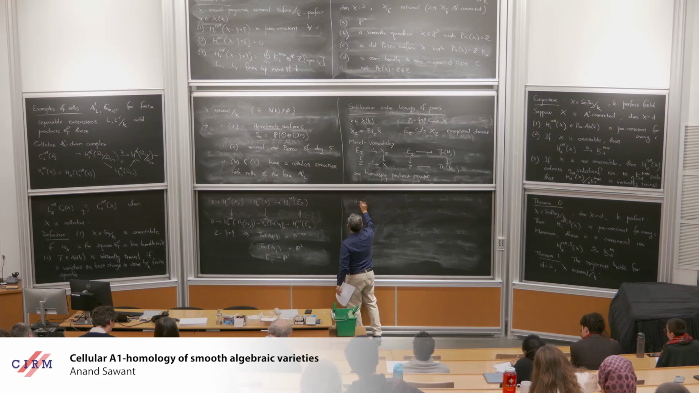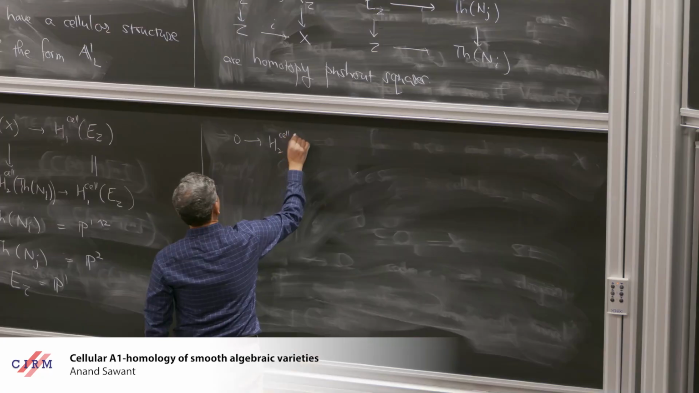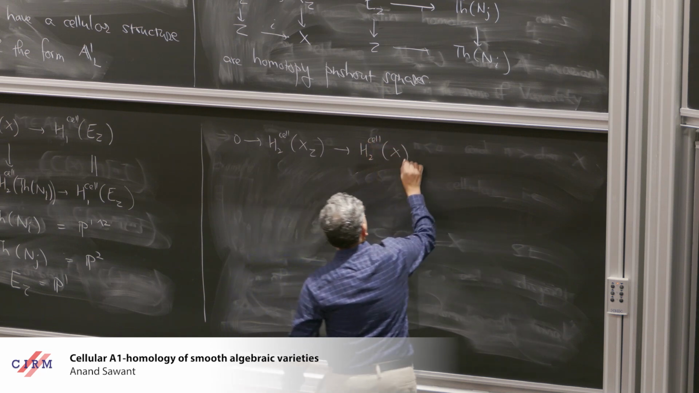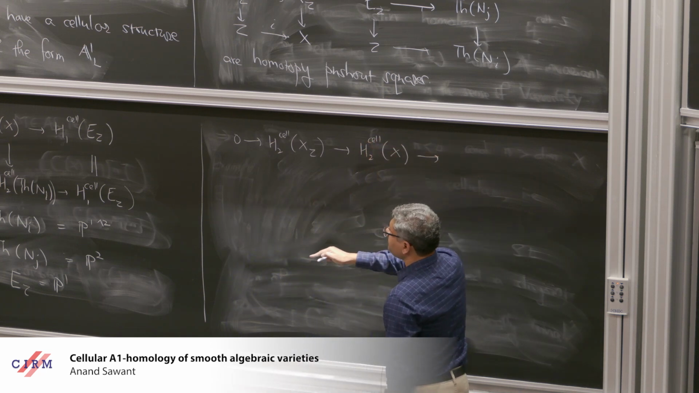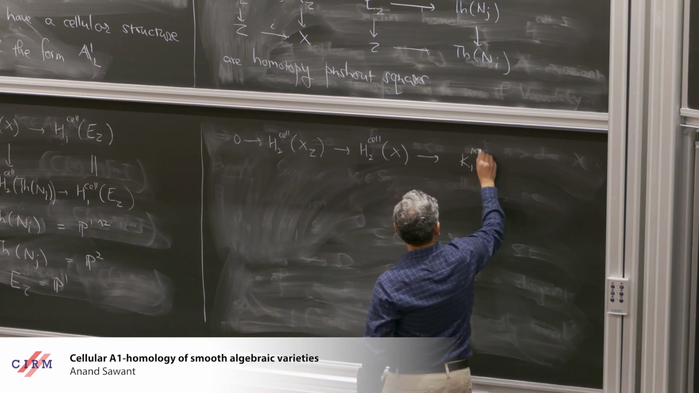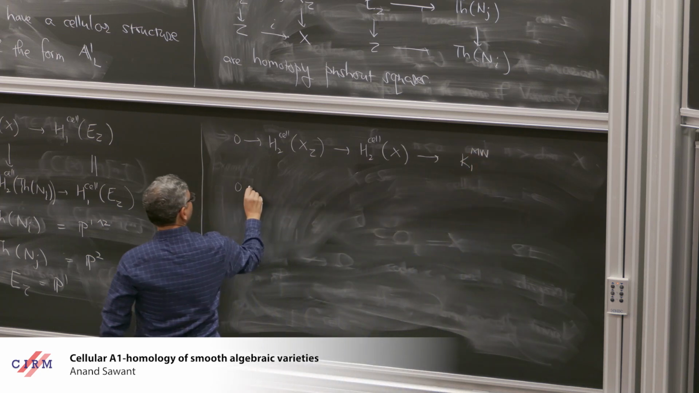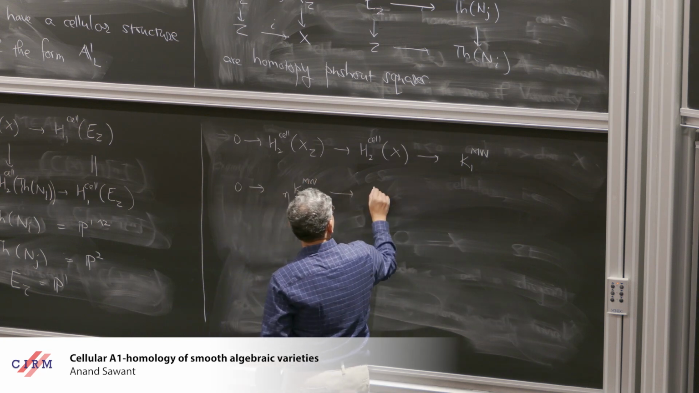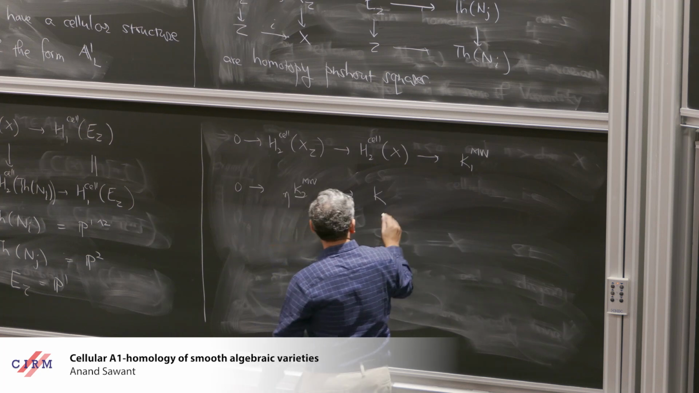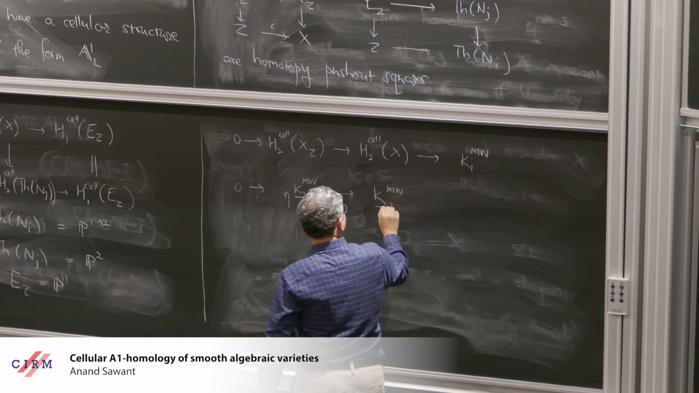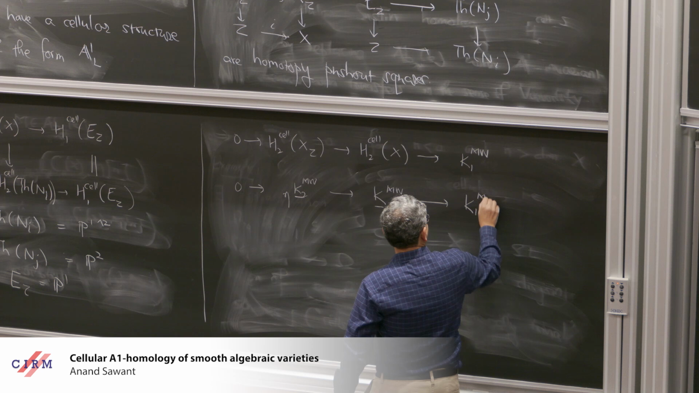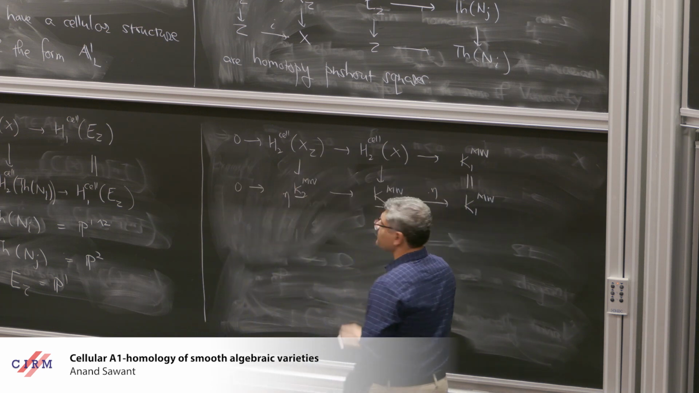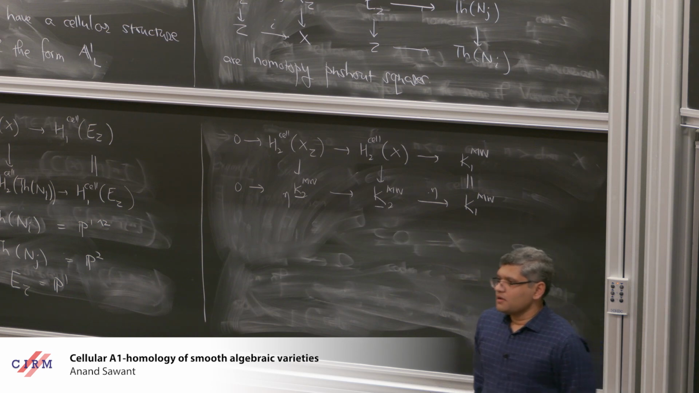So here you have H1 cellular of P1, which is K1 Milnor-Witt. Here it's eta torsion in K2. And H2 of P1 smash 2 is K2 Milnor-Witt. And you can check that this is multiplication by eta.